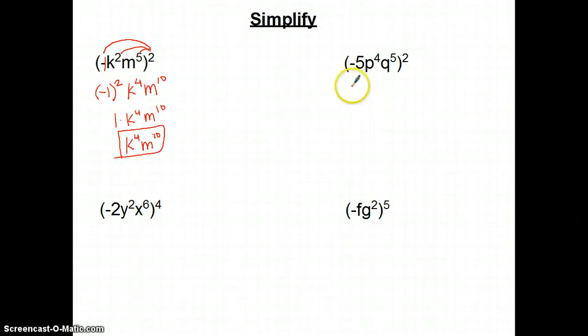To the right, you should have had a positive 25, p to the 8th, q to the 10th. Below on the left, you should have had a positive 16, y to the 8th, x to the 24th power. And lastly, you should have had a negative f to the 5th power, g to the 10th power.